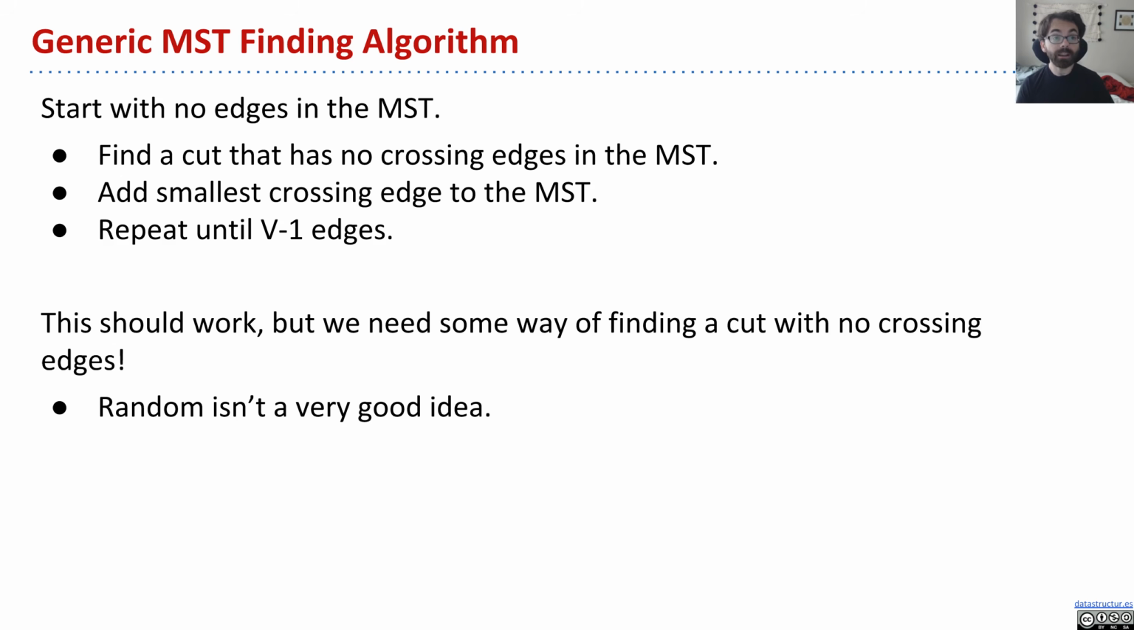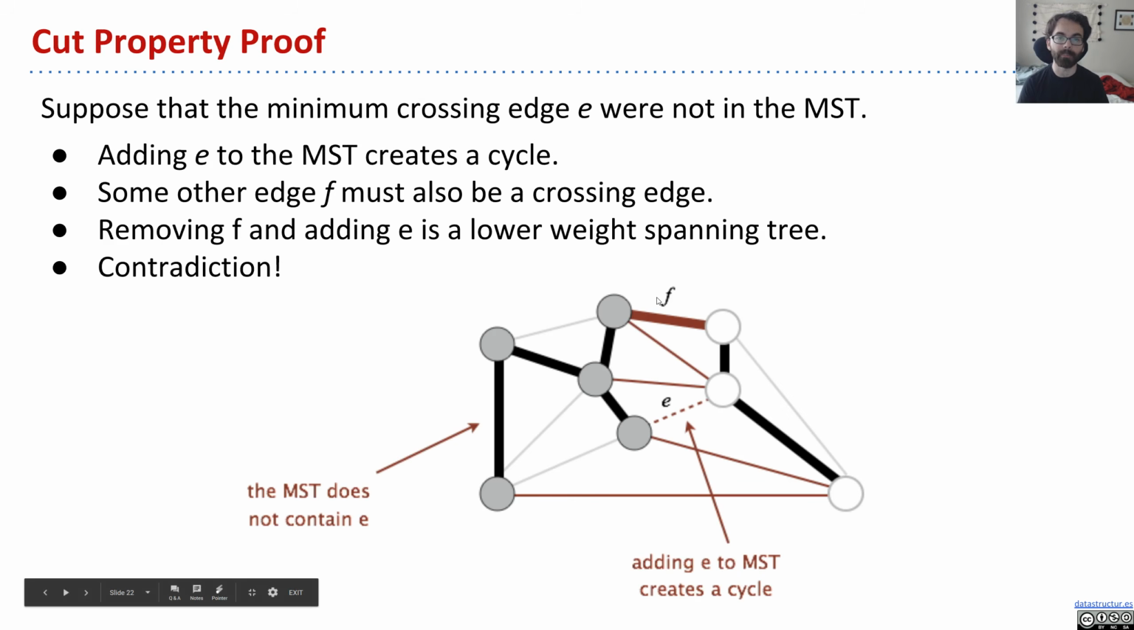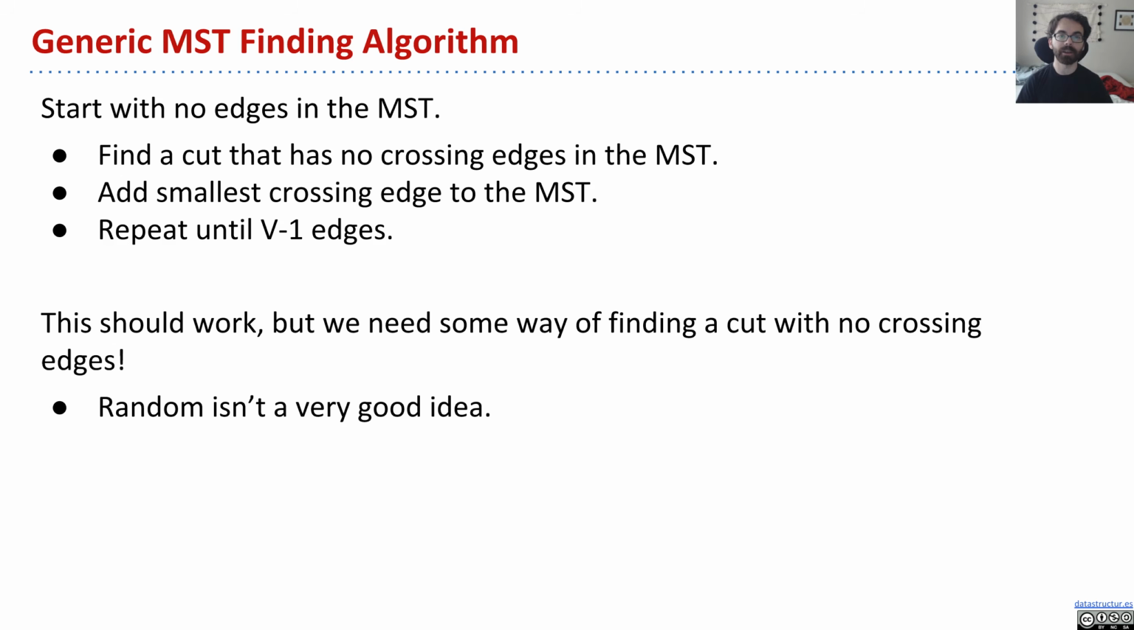So for example, one algorithm might be, okay, we start with no edges in the minimum spanning tree, and then we find any old cut, just randomly flip coins so that some vertices are white and some are gray. And once we've found a cut that has no crossing edges that are in the minimum spanning tree, then we add the smallest crossing edge, and then we just repeat that process over and over until you end up with the minimum spanning tree. So you're just brute forcing your way through using the cut property. Make a random cut selection, then pick the minimum weight edge, put that in the minimum spanning tree, and just repeat that until eventually you have V-1 edges.